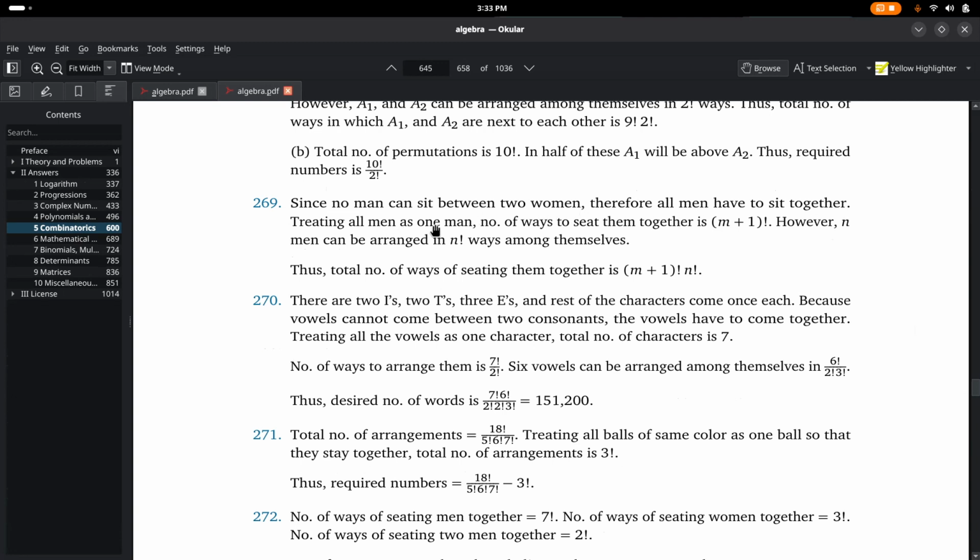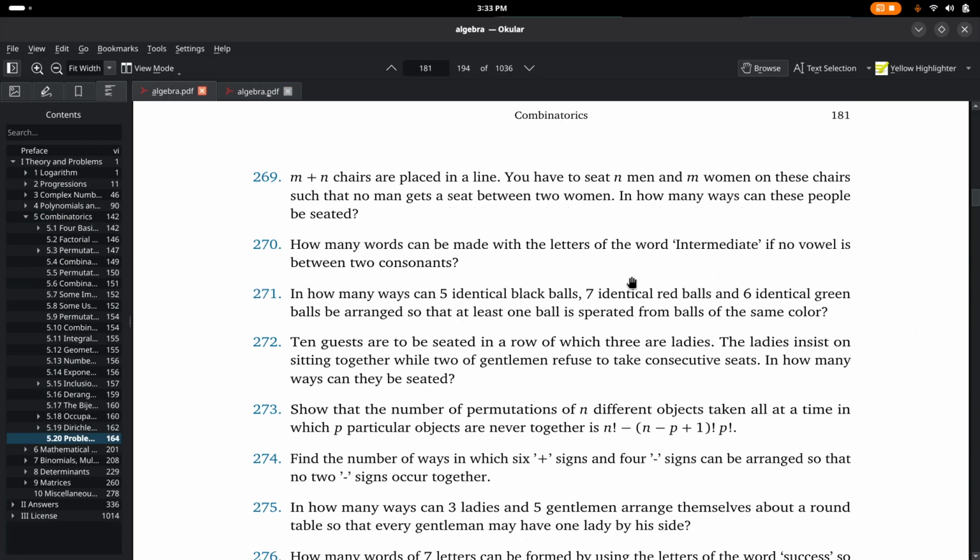Now we treat all men as one man. The number of ways of seating them together would be m plus 1 factorial, where n is the number of women and 1 man. We are treating all men as 1, so n plus 1 factorial. However, m men can be arranged in m factorial among themselves. So the total number of ways of seating them is the product of the two factorials.